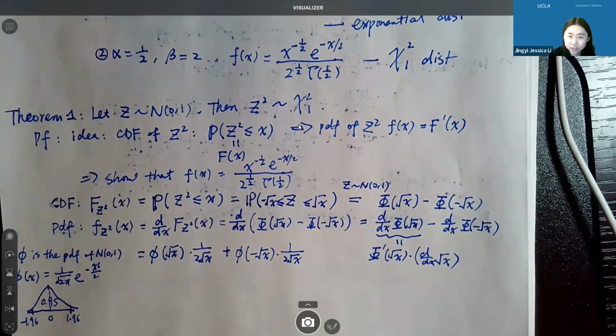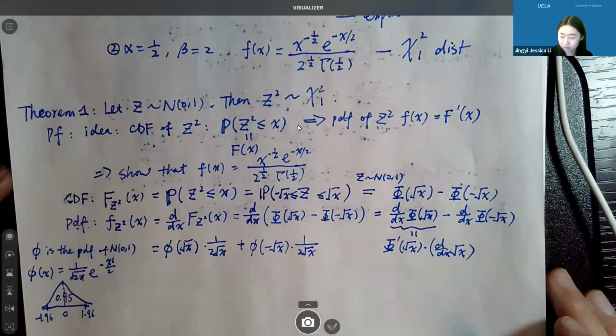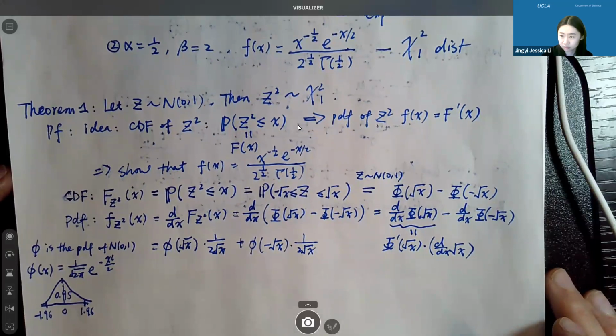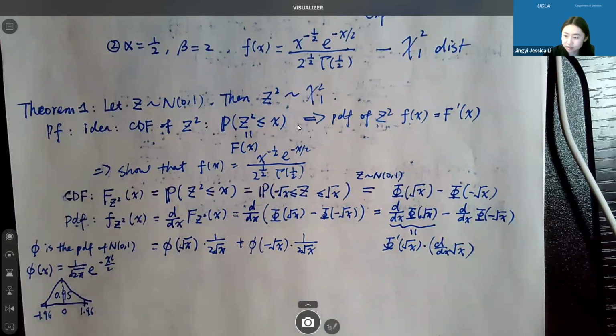So a question in the chat box: can you repeat it? I am not able to see what's next to the 2. What do you mean the 2? There are multiple 2's here. 2 pi, okay. Yeah, pi is involved in this. There's a constant here. Okay.